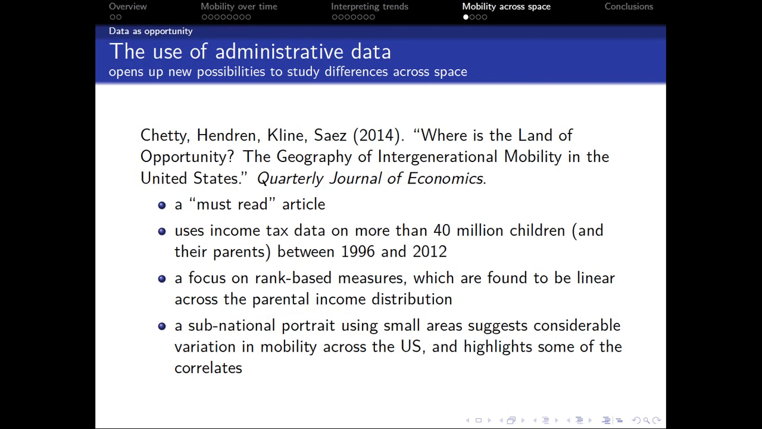Let me just say in closing a couple of words about the Chetty paper that we reviewed last day, focusing on Amon's presentation. I stress that this is a must-read article, the Quarterly Journal of Economics article. It illustrates the use of a substantially, for the United States, new source of data, albeit that data still has its limitations, and that's why they focus on rank-based measures. But the power to draw that subnational portrait of the United States, I think, has really been valuable.